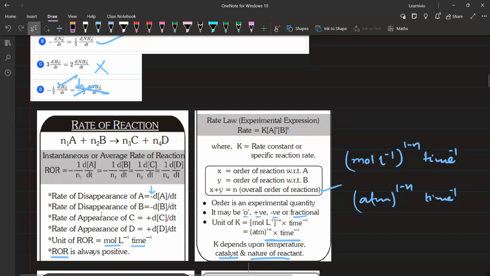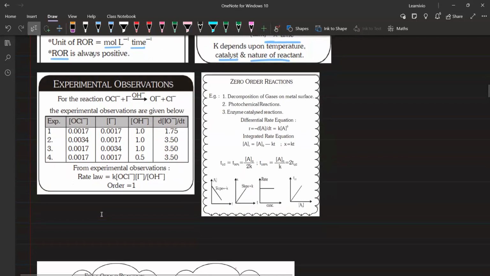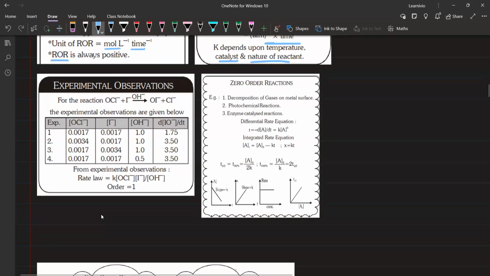Okay. So this is nothing new, but what you have to understand is this part. For example, you have been given a few experiments. In these experiments, you will be given the concentration of the reactants, OCl negative, I negative, OH negative, all of these are reactants, and the rate of reaction. Now in this table, you will be asked what is the order of the reaction.